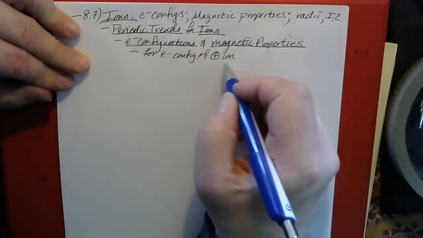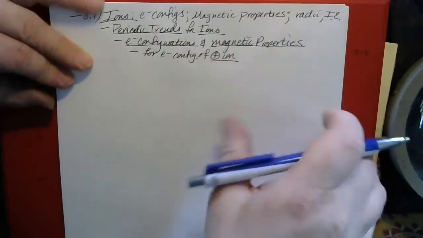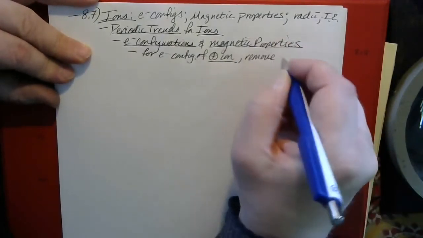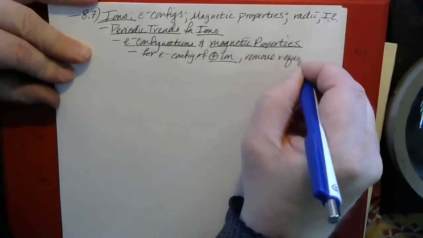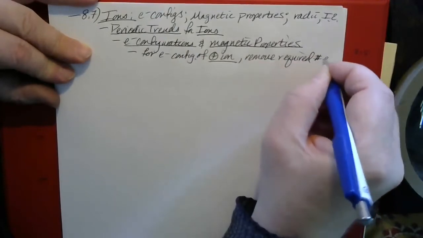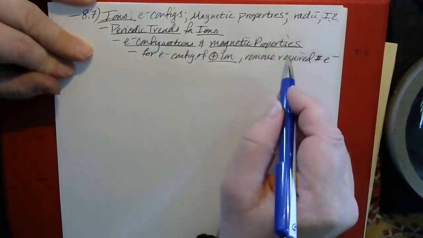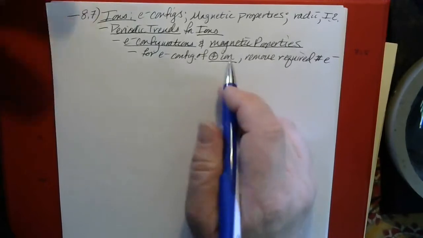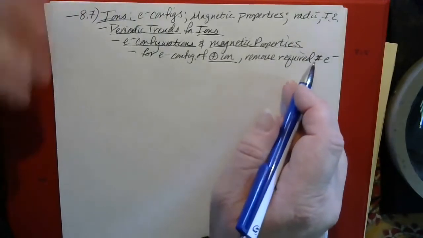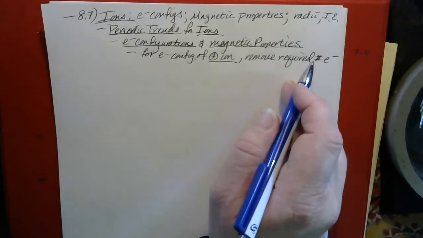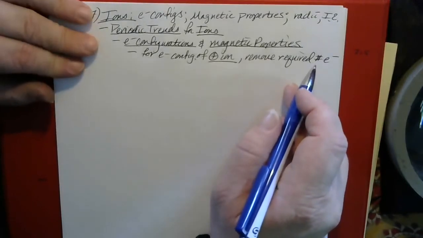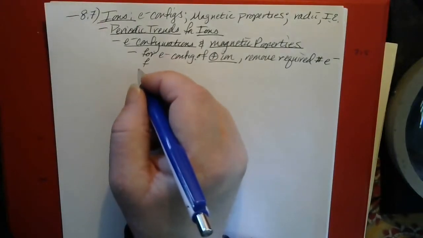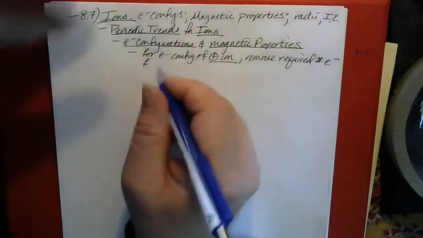So for positive ions, and here we're basically talking about ions of metals, you're going to need to remove one electron for each unit of positive charge. If it's a +1 ion, you remove one electron. If it's a +2 ion, you remove 2 electrons, and so on. And they come from the highest energy orbital of the highest number shell.